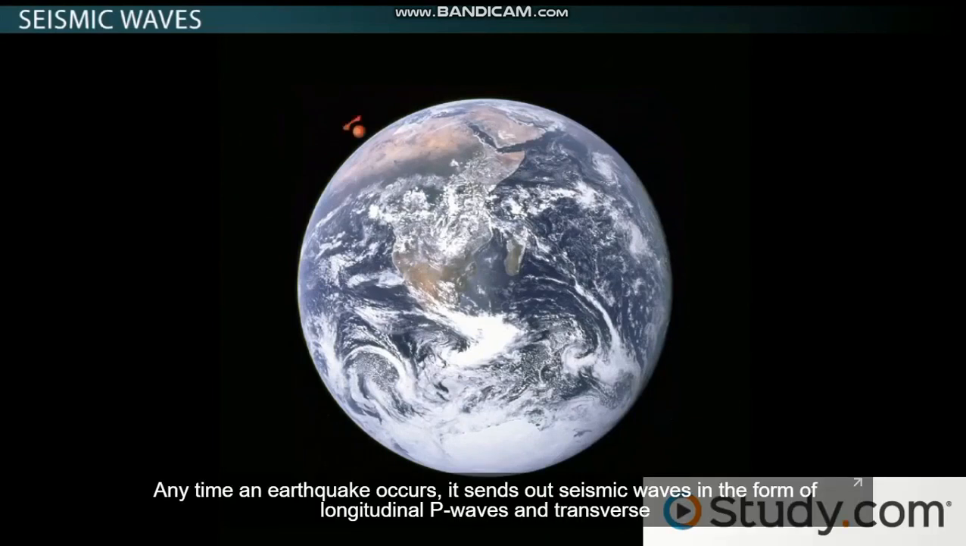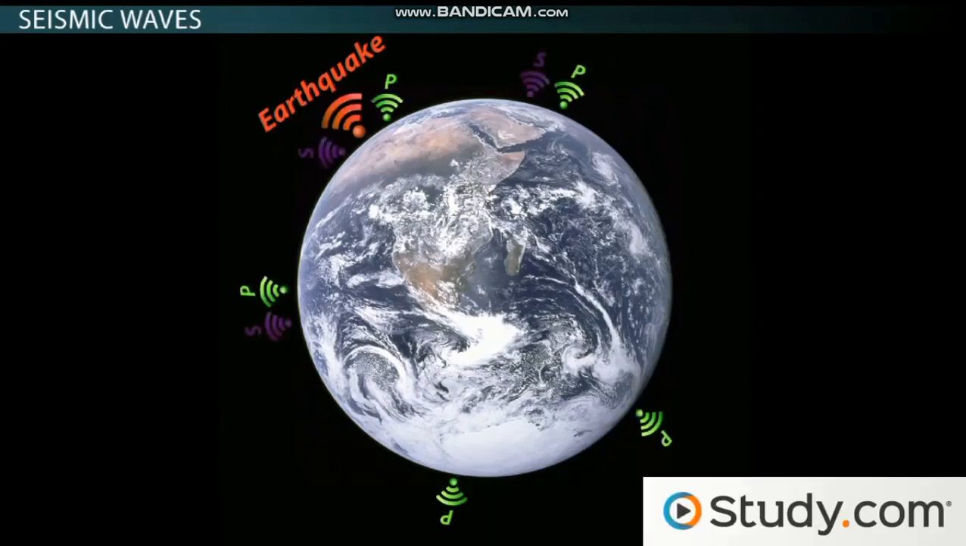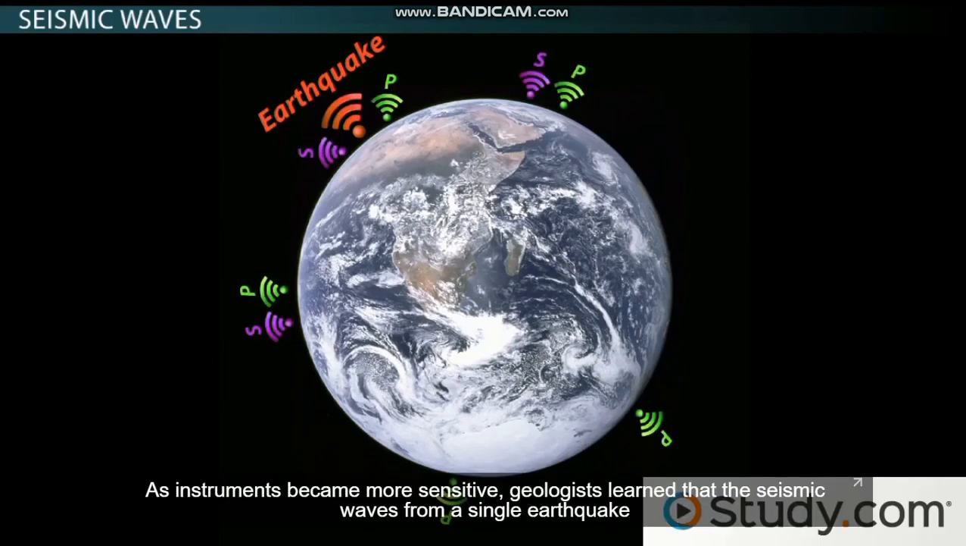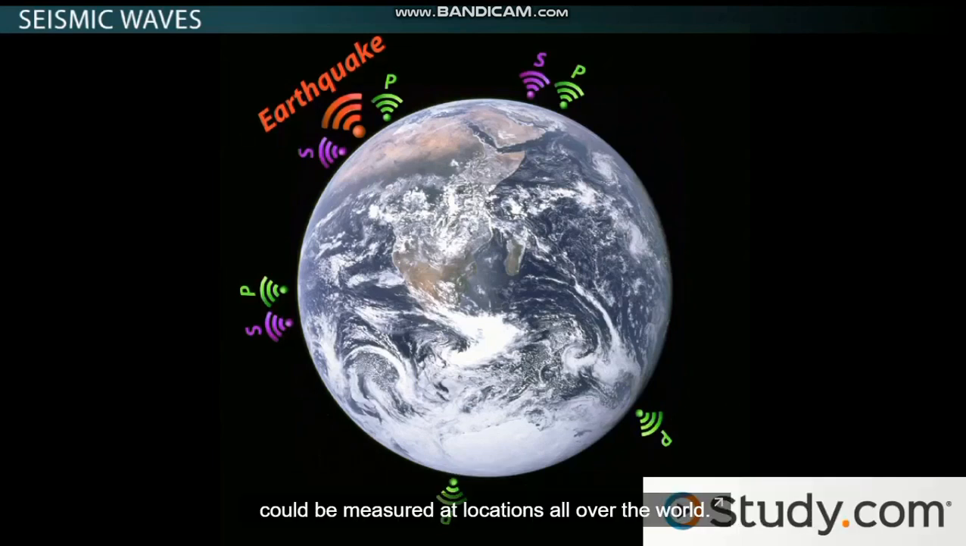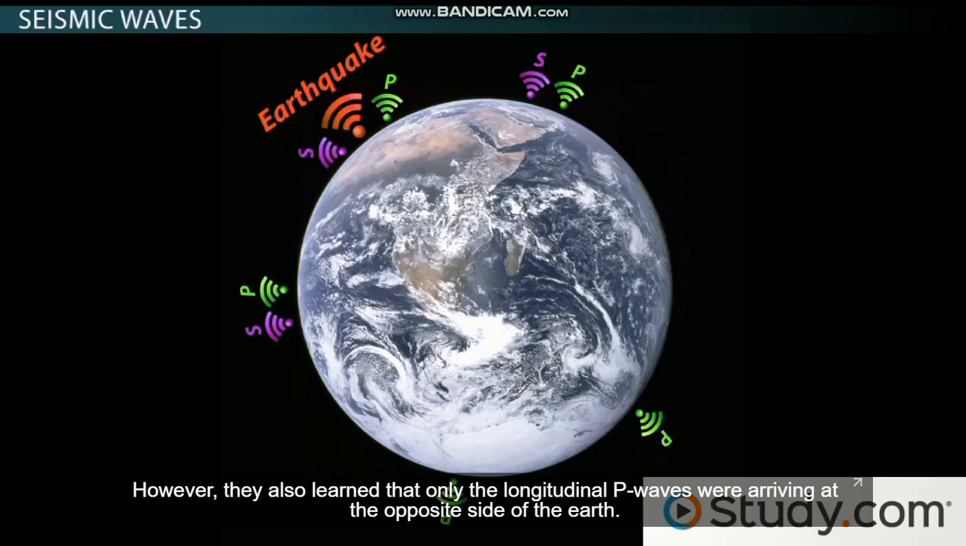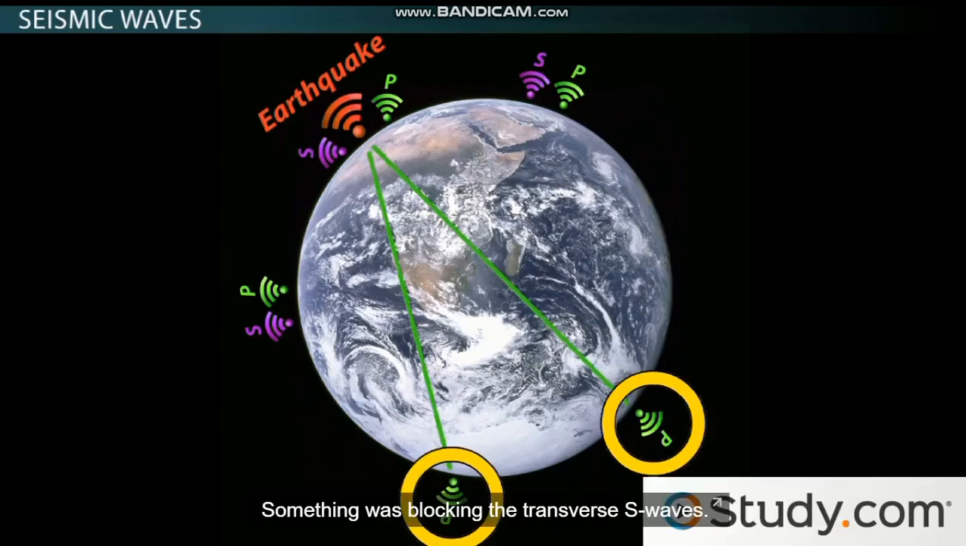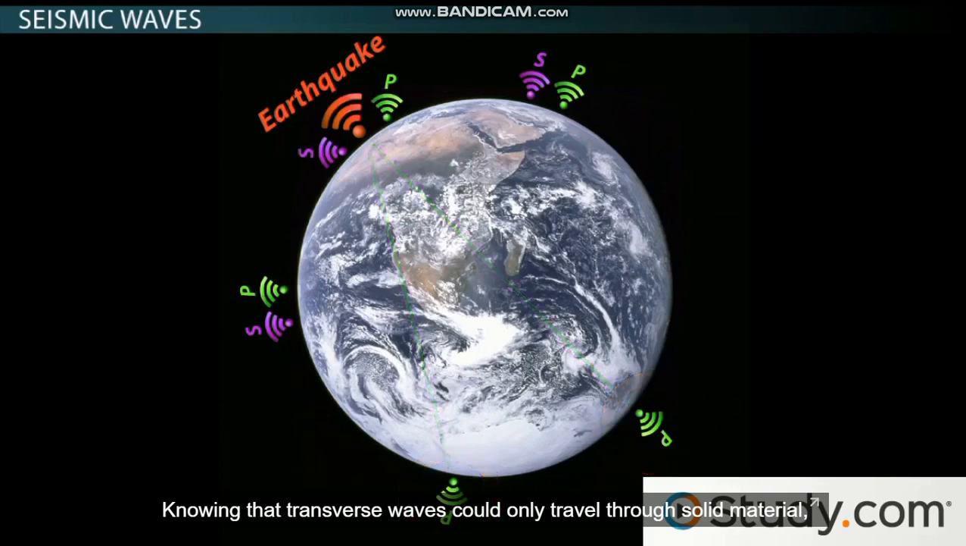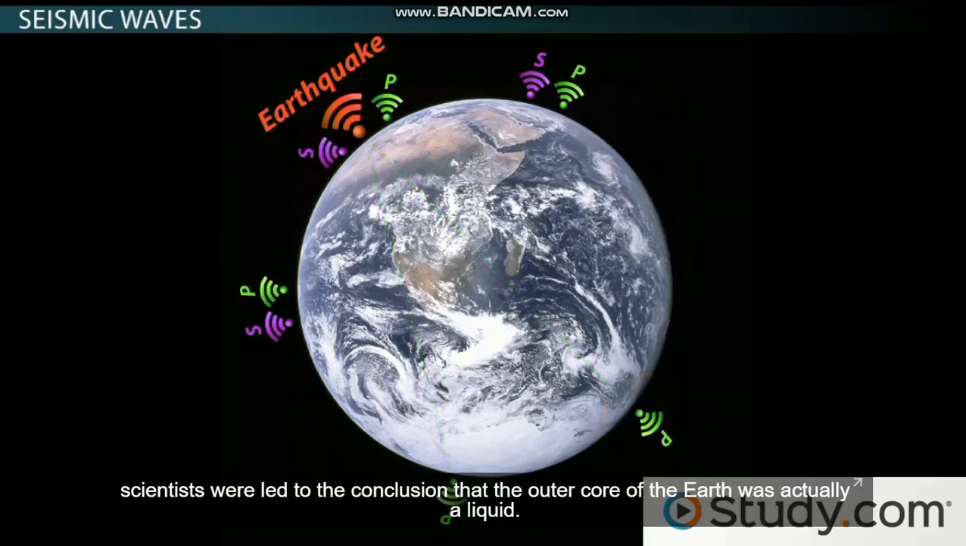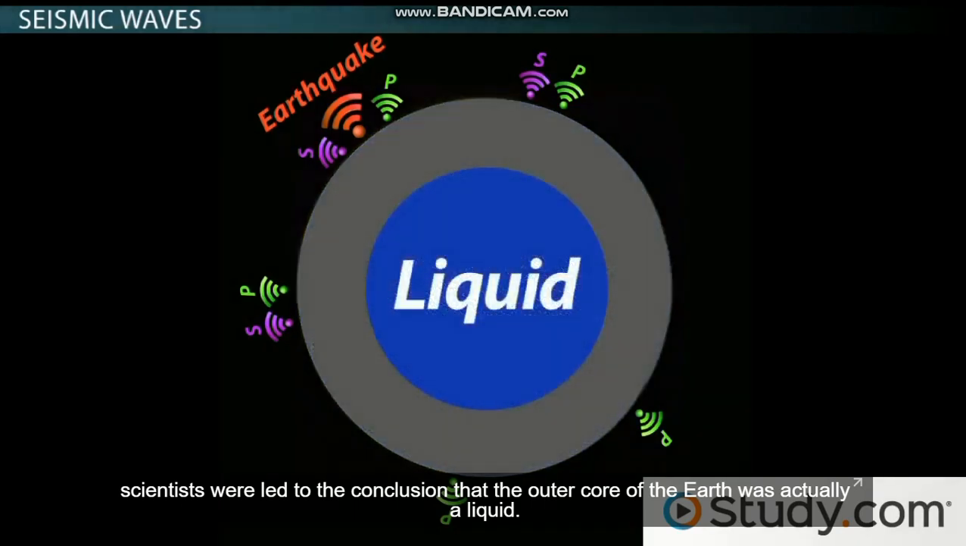Anytime an earthquake occurs, it sends out seismic waves in the form of longitudinal P waves and transverse S waves. As instruments became more sensitive, geologists learned that the seismic waves from a single earthquake could be measured at locations all over the world. However, they also learned that only the longitudinal P waves were arriving at the opposite side of the Earth. Something was blocking the transverse S waves. Knowing that transverse waves could only travel through solid material, scientists were led to the conclusion that the outer core of the Earth was actually a liquid.